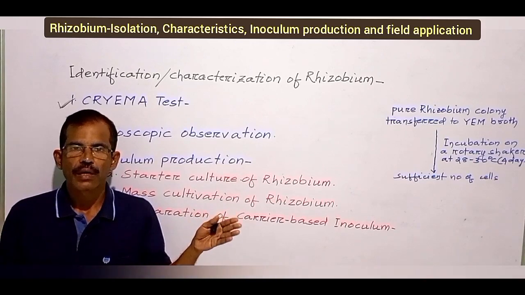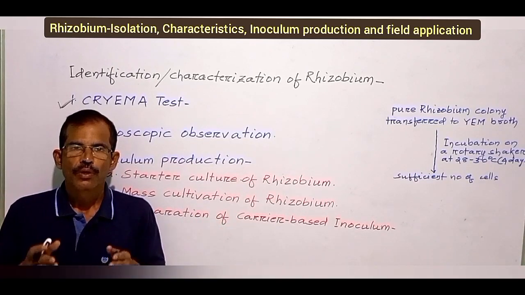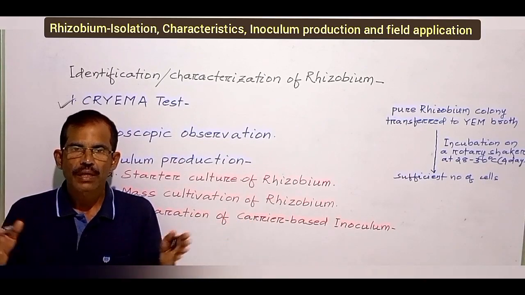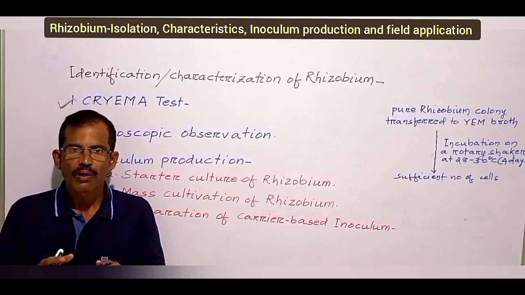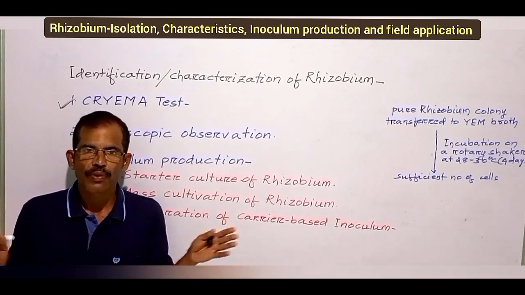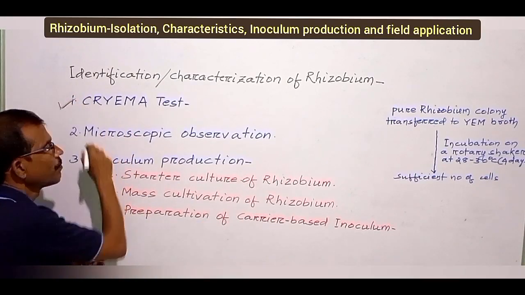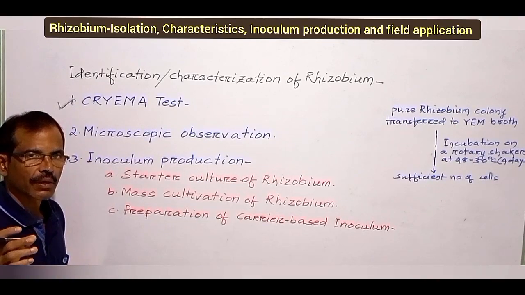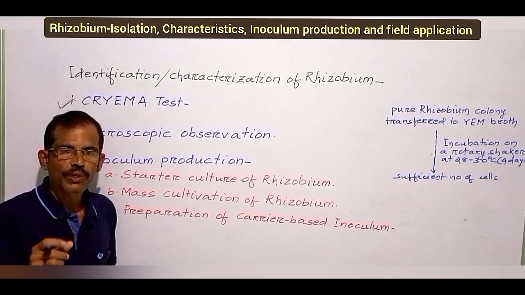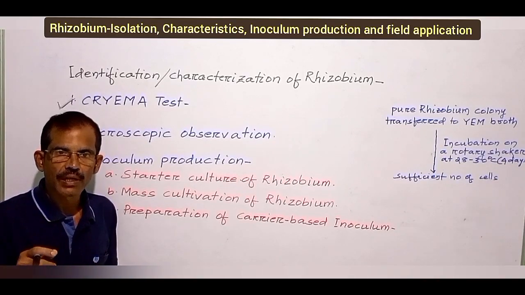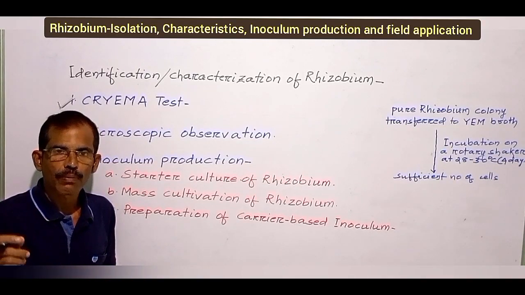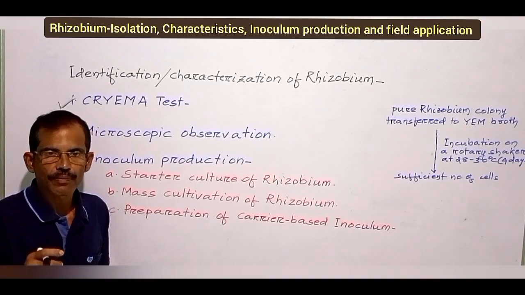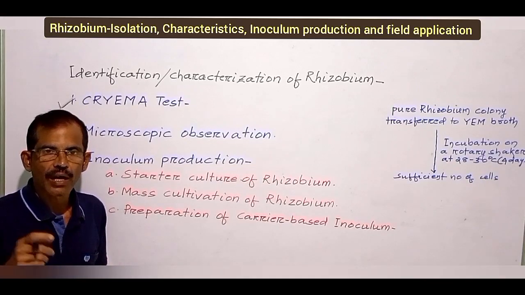Identification and characterization of Rhizobium. Both Azotobacter and Rhizobium grow on yeast extract mannitol agar. However, Rhizobium is identified by CRYEMA test. CRYEMA stands for Congo red yeast extract mannitol agar. It is a nutrient medium prepared by mixing 2.5 ml of Congo red with 1 liter of yeast extract mannitol agar. Congo red is a dye.